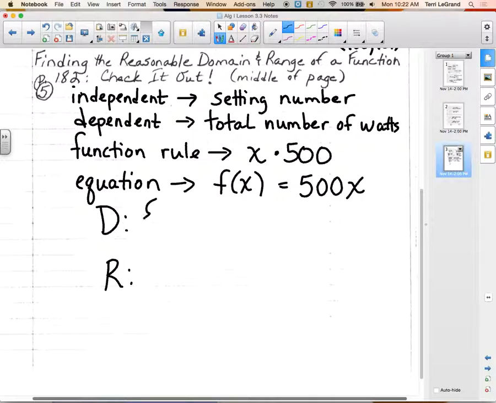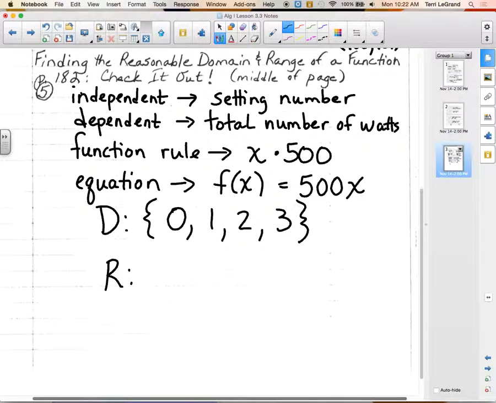Okay, then they want a reasonable domain and a reasonable range. In other words, give the domain for this situation. What is the domain? Well, the domain is made up of the x values, which is the independent, which is the setting number. So what's going to be in our domain? 0? 0, 1, 2, 3. Yeah, we don't set it at 1.5 or 1 3/4, it said there were setting numbers 0, 1, 2, 3, and that's all the higher it went, correct?